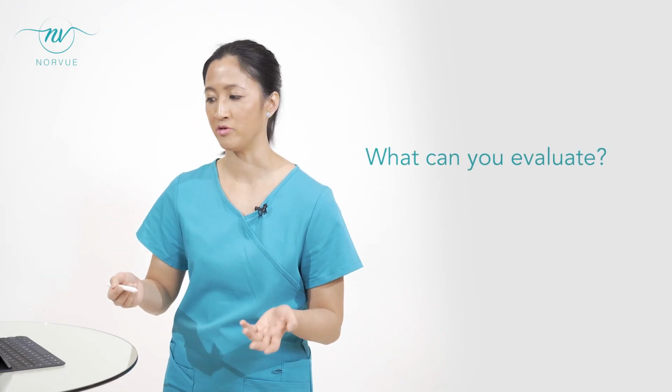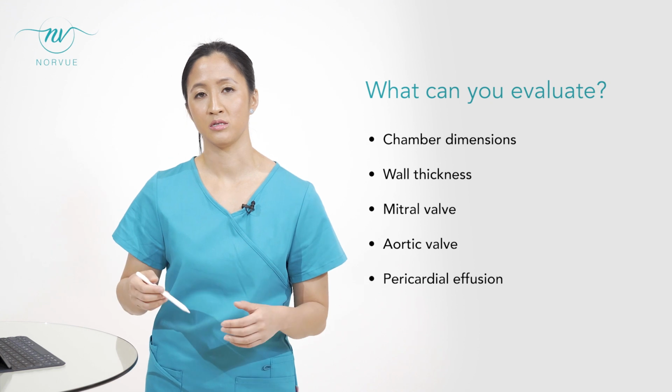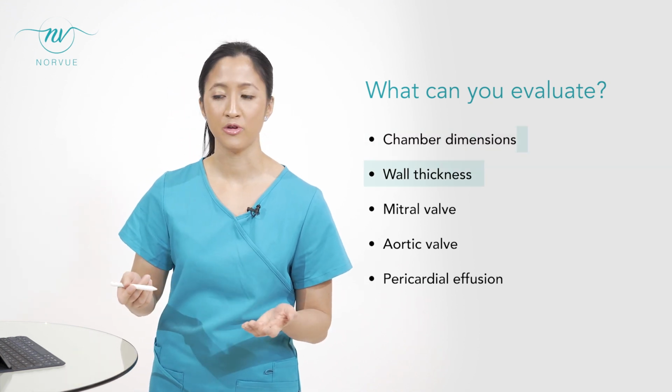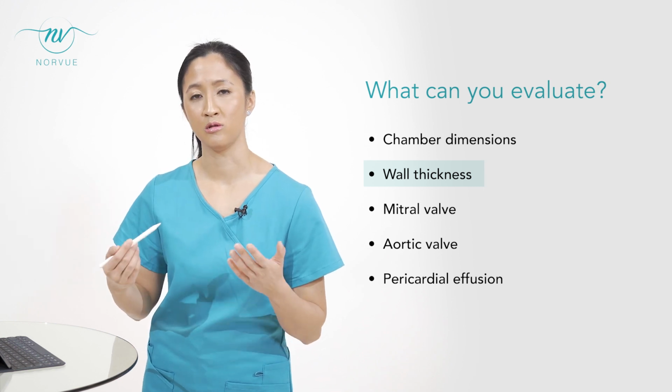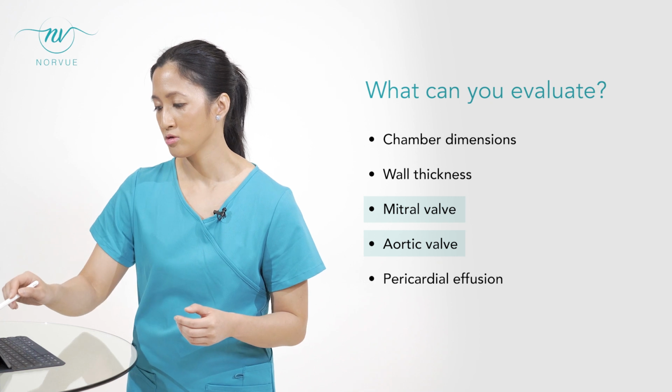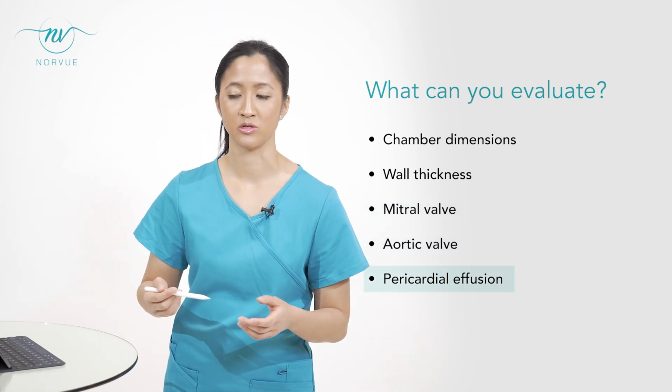So what can you evaluate in this standard view? You can actually look at the chamber dimensions. You can say something about the wall thickness. You can also look at the mitral and the aortic valve. And you can also look for pericardial effusion.